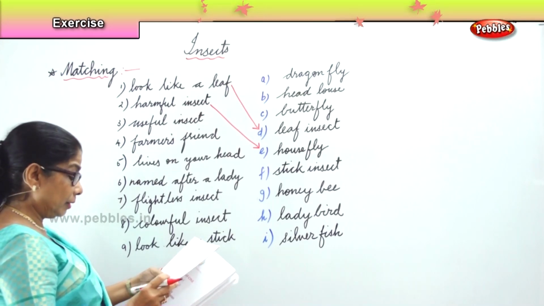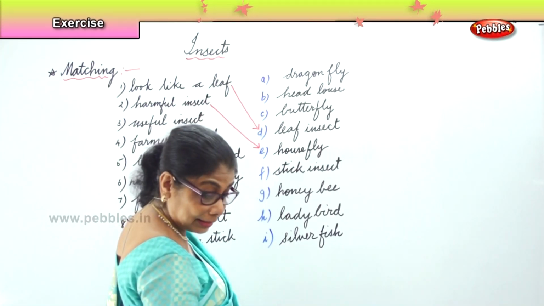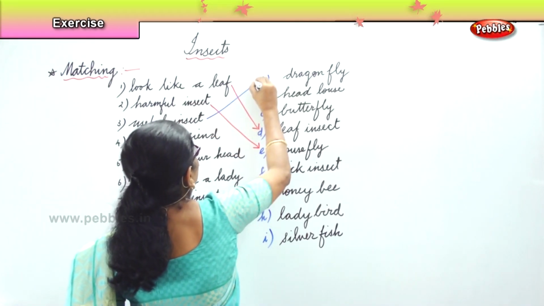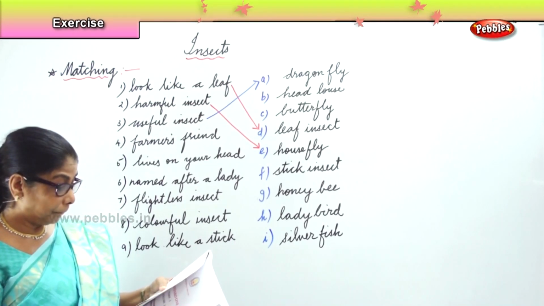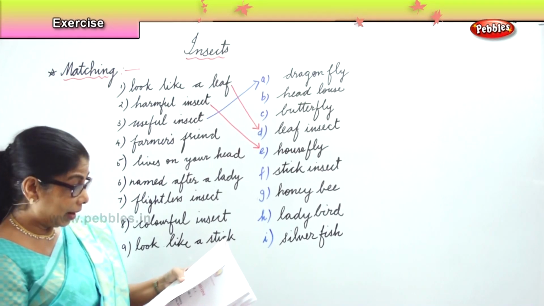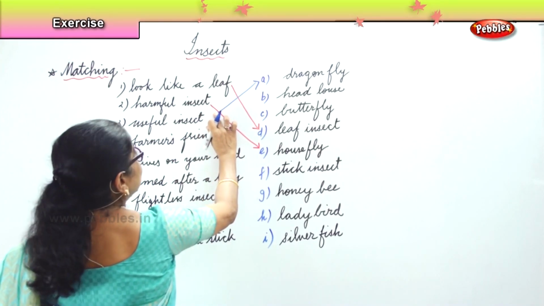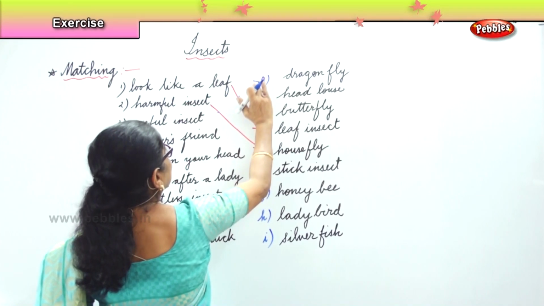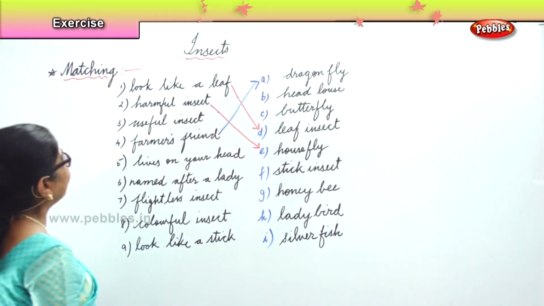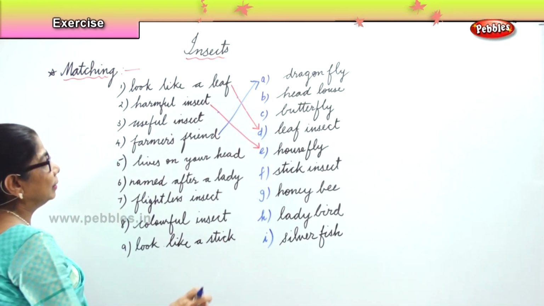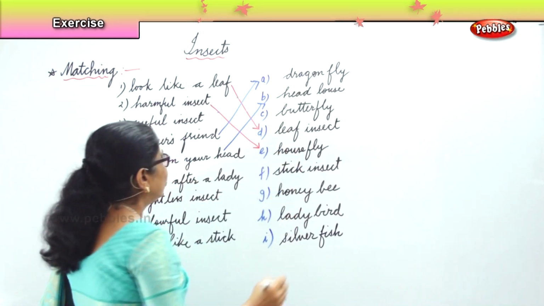Useful insect. Okay, a dragonfly is supposed to be a useful insect. Farmer's friend. Who is a farmer's friend? A farmer's friend is a dragonfly again. Okay. Farmer's friend. Useful. Farmer's friend is dragonfly. Then lives on your head. Okay, lives on your head.